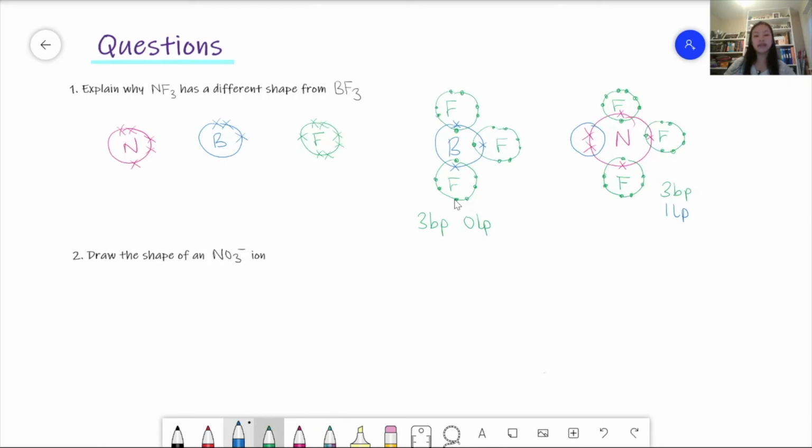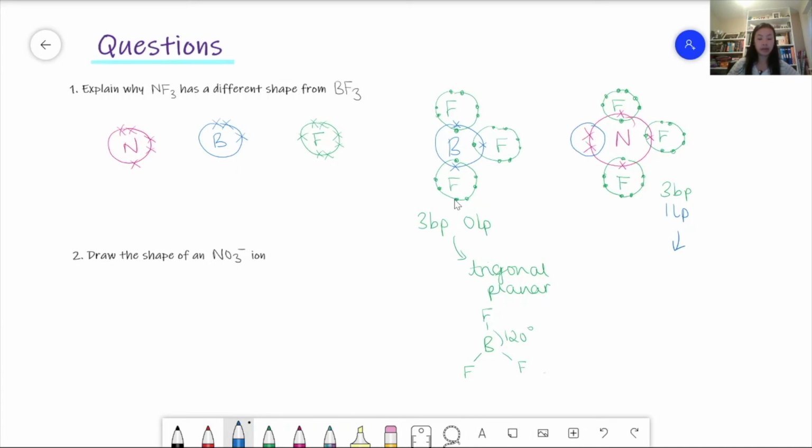And so this forms a trigonal planar molecule, which looks like this. So you'd have B in the middle, and then the F's, and then these would be 120 degrees because there's no lone pairs, so they repel each other by the same amount.